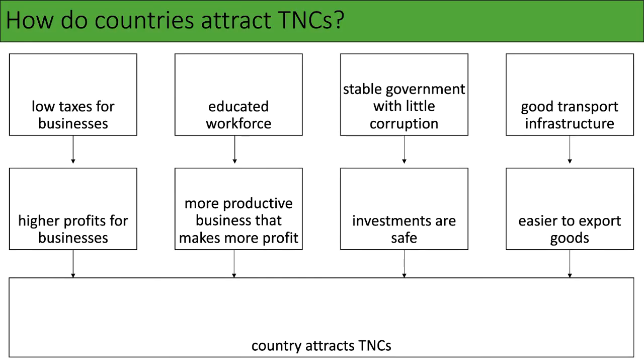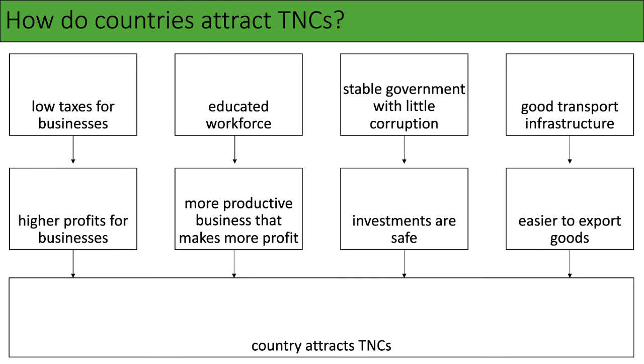Check your answers against my answers. Okay, so if the business has to pay less money to the government, they're going to be able to keep more money for themselves, so they'll get higher profits. If the workforce is educated, the business will be able to employ the people it needs, it will be more productive, it will be able to make more things more quickly, and it will make more profit as a result of that.